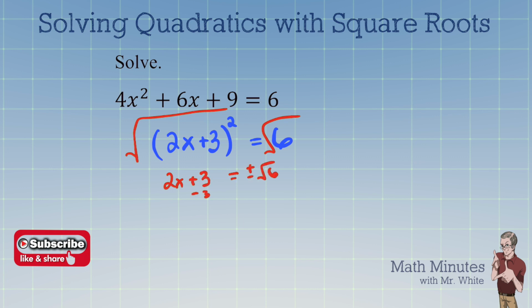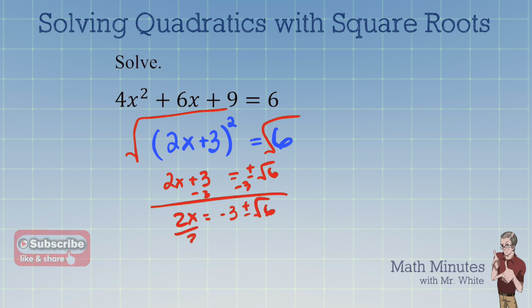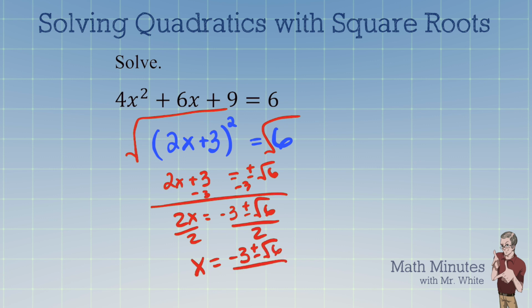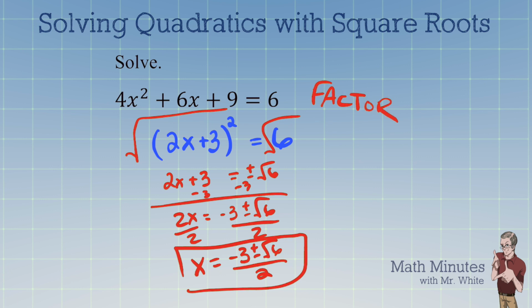We then subtract 3 on both sides, so we get 2x equals negative 3 plus or minus radical 6. Divide by 2, and we get our two answers, negative 3 plus or minus the square root of 6, all over 2. So at the beginning, I had to factor, and that allowed me to use a square root.